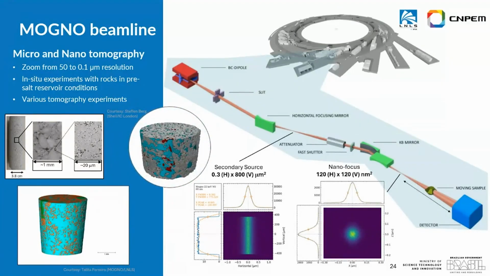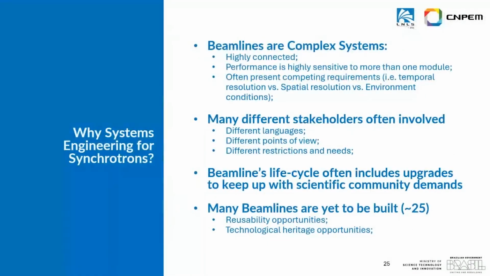And for instance, investigate the interactions between roots and soil in 3D, right? So now we understand here that beamlines are complex systems. They are highly connected. The modules there are highly connected. The performance is highly sensitive to more than one module. And they often present competing requirements.